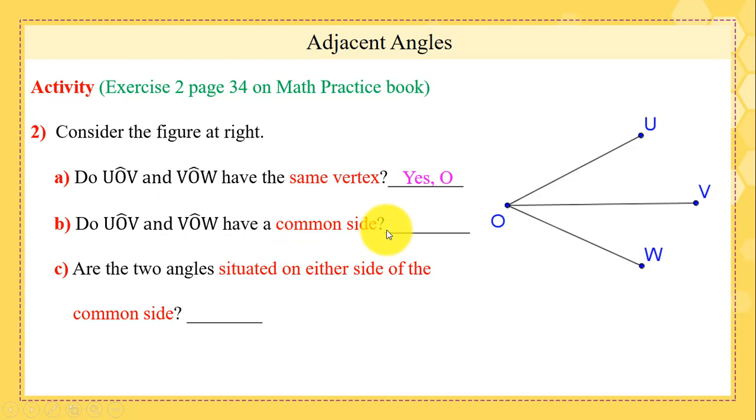Do they have a common side? OU and OV are the sides of UOV. OV and OW are the sides of VOW. So they have a common side, which is the semiline OV. Are the two angles situated on either side of the common side? This is the common side, the semiline OV. And the two angles are situated on either side of the common side, so the answer will be yes.